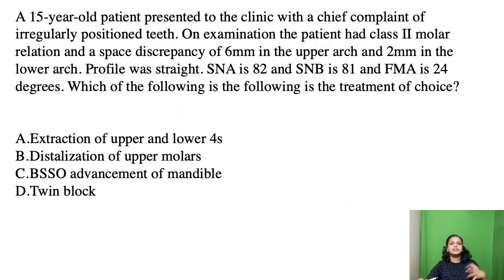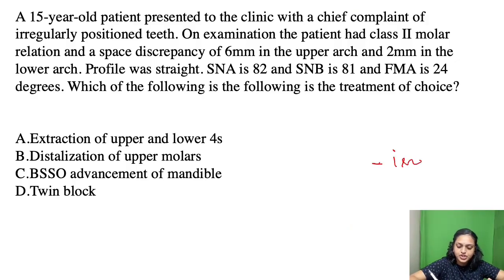So I added a case scenario to just tell you how we end up with distalization. A 15-year-old patient presented to the clinic with a chief complaint of irregularly positioned teeth. On examination, the patient had a class 2 relation, a space discrepancy of 6 mm in the upper arch and 2 mm in the lower arch. The patient had a straight profile. So they are giving you information. You need to collect it. When you're doing the exam, just write it down.